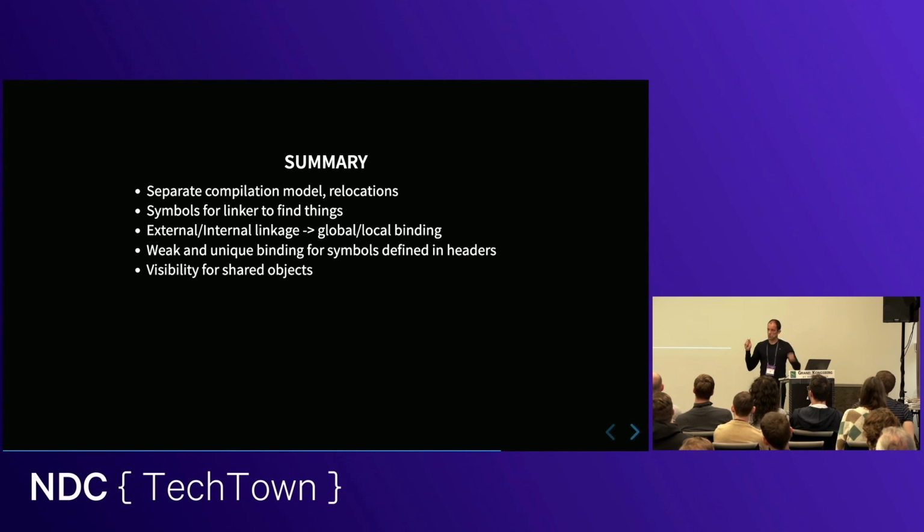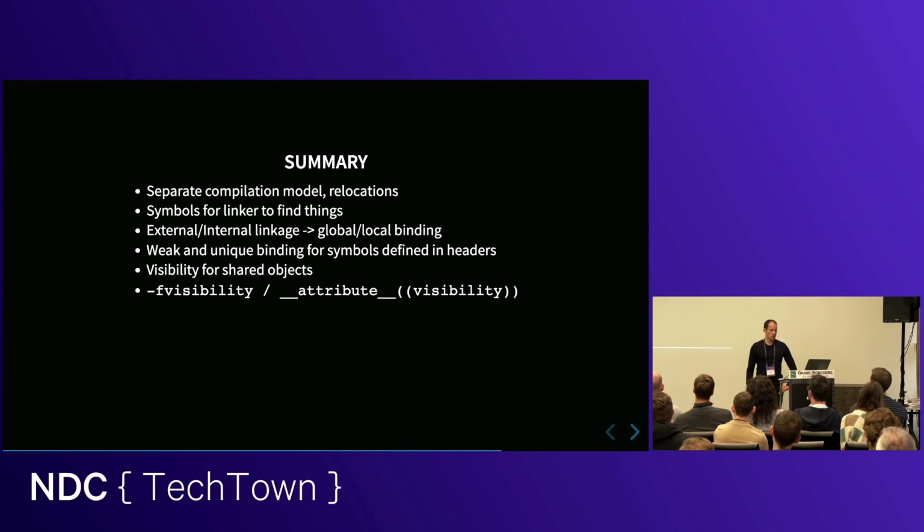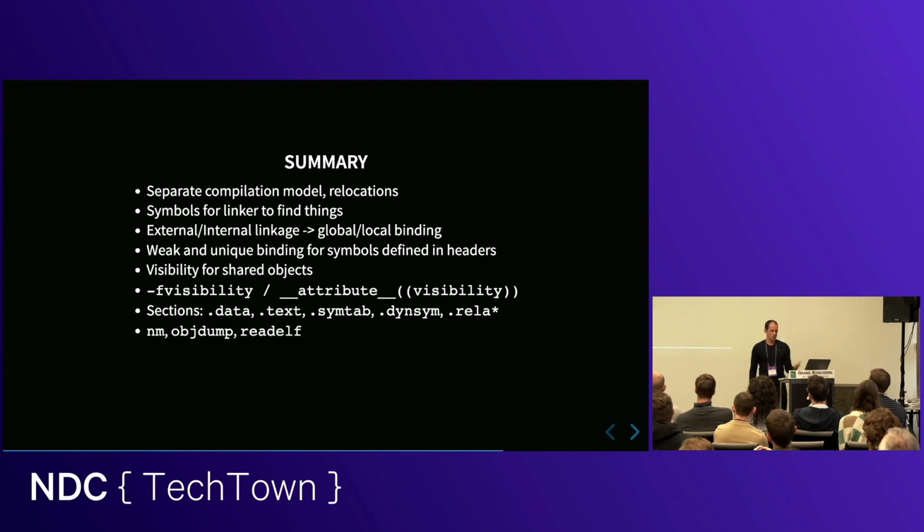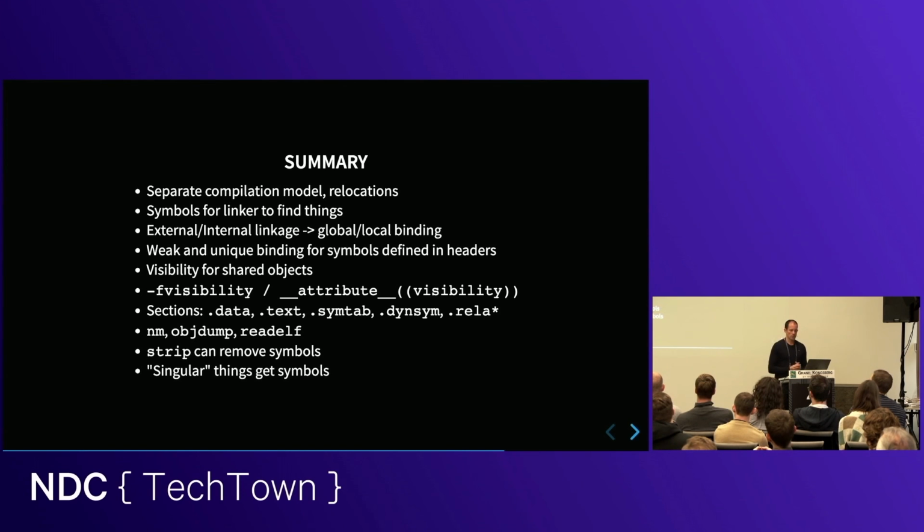For shared objects, you use visibility instead of binding, and you can control this with -fvisibility or the visibility attribute. We saw we have these various sections: data section, text section, symtab, dynsym, and then rela is for relocations. And we can use nm, objdump, and readelf to look at our binaries. And we can use strip to remove symbols. And finally, we saw that only these singular things that there are one of actually get symbols. So you don't need symbols for locals and stuff.